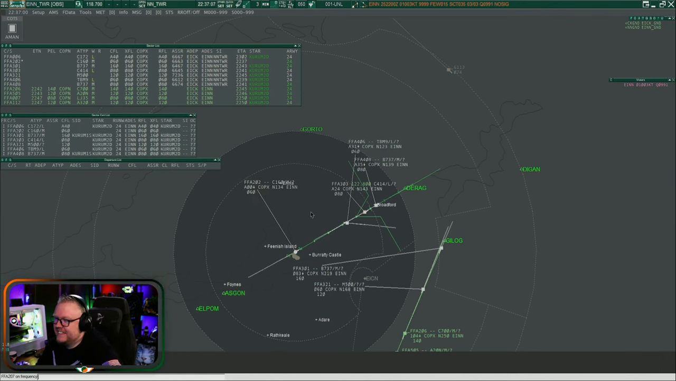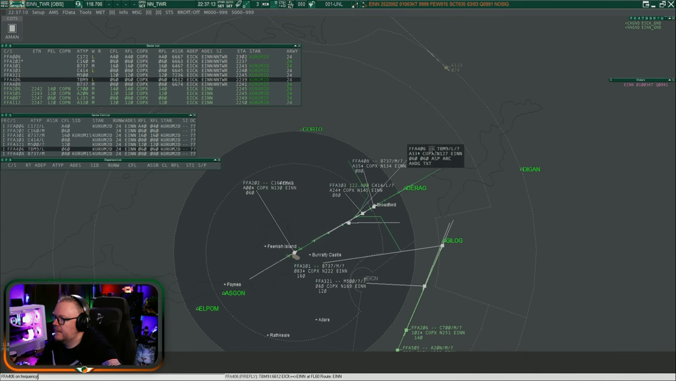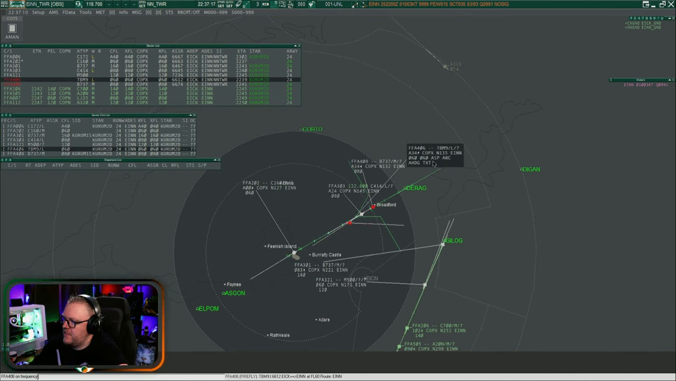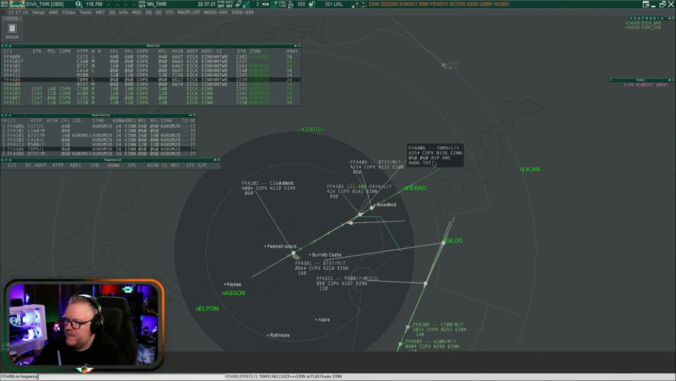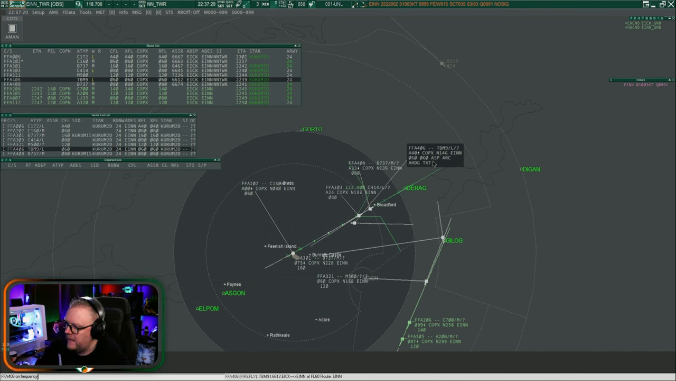Firefly 406, heading 090. Firefly 406, roger. Climb and maintain altitude 4,000 feet and maintain heading 090 degrees. Keep heading that direction. I'll call you back in a few minutes.